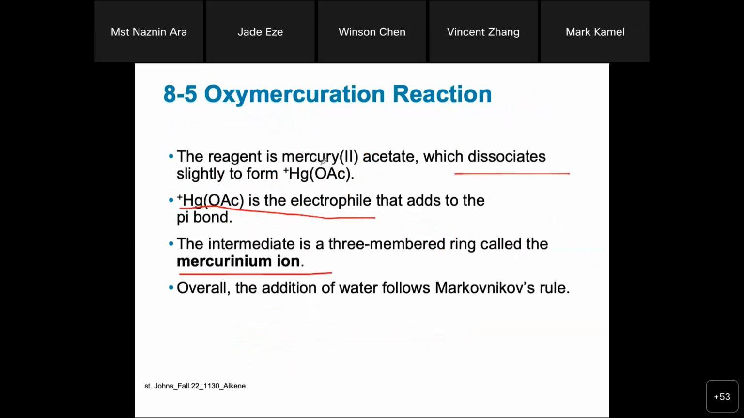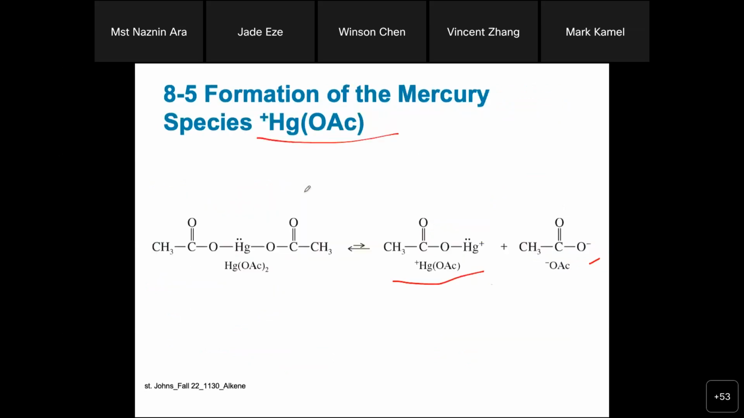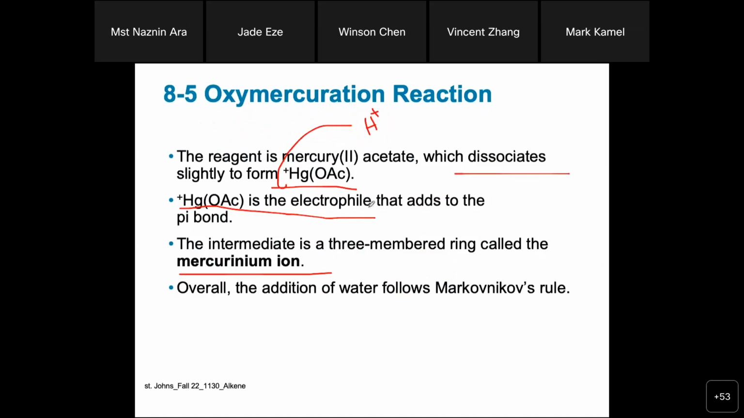The reagent, mercury(II) acetate, dissociates slightly to form this ion. Here I want to tell you, till now we saw the carbocation, correct? But here, in place of protonation or a hydrogen ion, just consider this one will form. So this is the electrophile that adds to the pi bond. Then the intermediate is a three-member ring called the mercurinium ion. We will show it now. And overall, the addition of water follows the Markovnikov rule.